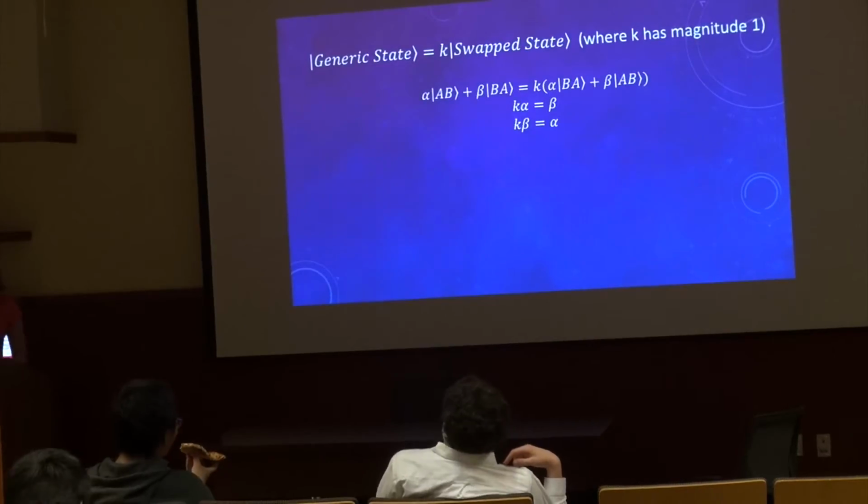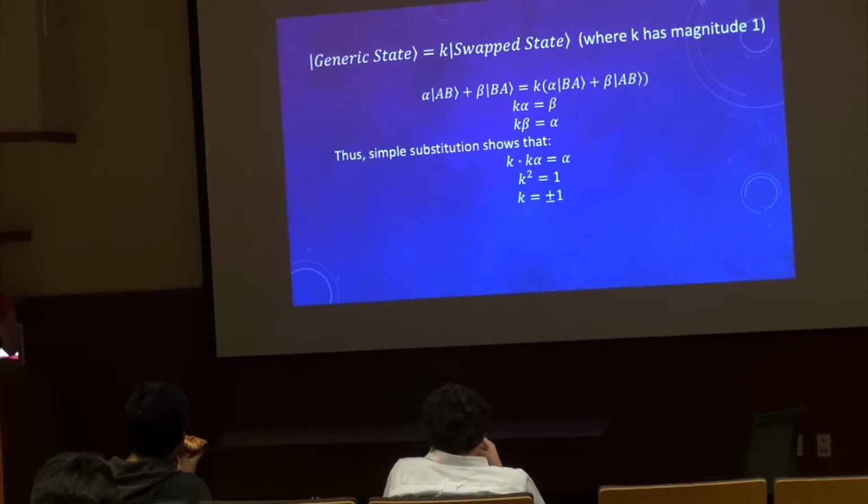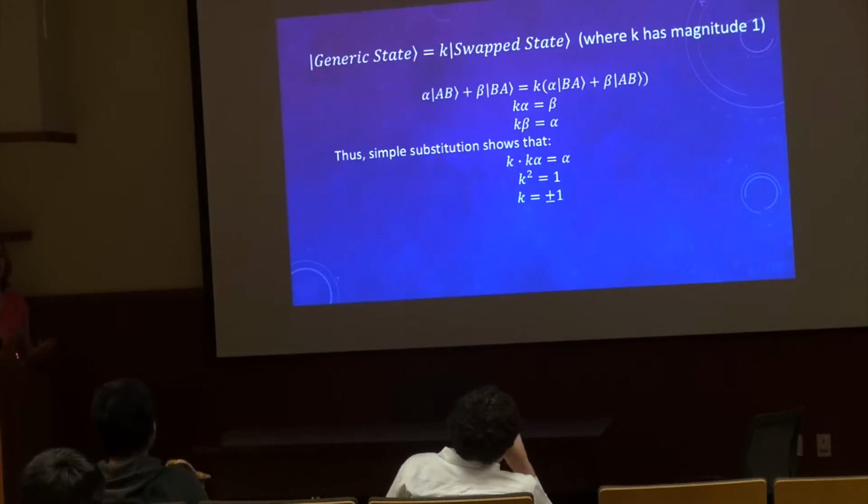Okay, so now we're going to do a little bit of math. Very exciting. We're going to set the two states equal to each other. And when we solve it, this constant times alpha must equal beta, and this constant times beta must equal alpha. So we can know that the constant is plus or minus 1.